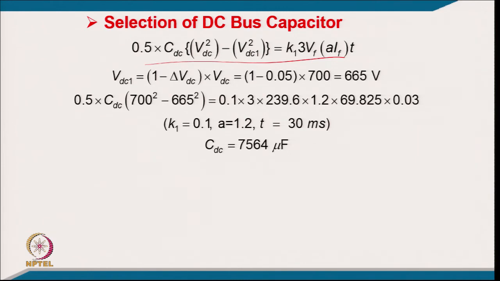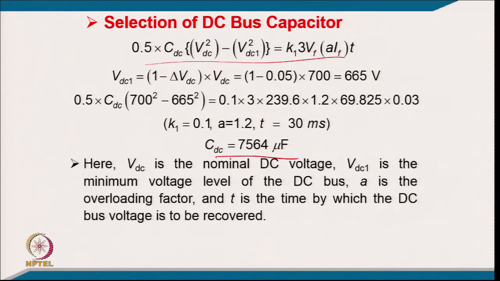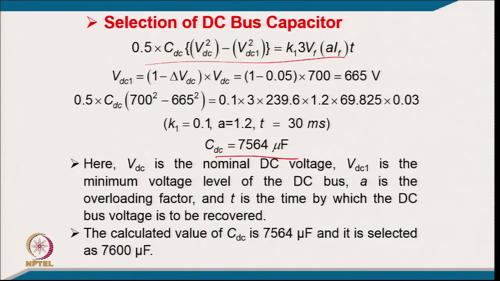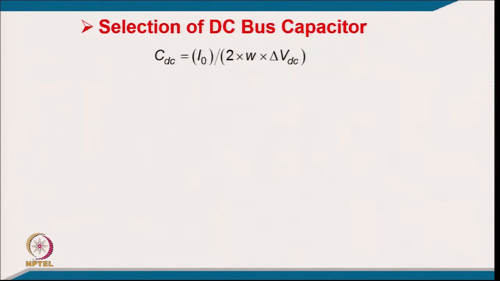So, putting all the values, we get the capacitor value typically 7564 microfarad. Here VDC is the nominal DC voltage, VDC1 is the minimal voltage level of the DC bus, A is the overloading factor, and T is the time for which the DC bus capacitor voltage is to be recovered. Thus the calculated value is 7564, and you can select the next available value of 7600 microfarad.